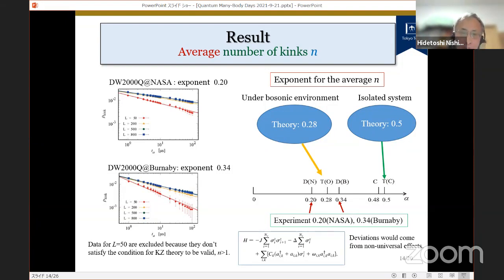It should reflect some non-universal factors, such as the degree of disorder and imperfections in the chip, which depend on the system. But we are interested in the universal feature of the problem. So we judge that the reality is closer to this theory on the left-hand side. That is, the chip on the D-Wave machine interacts with the environment in this manner.